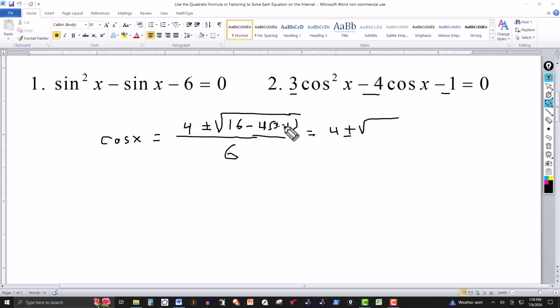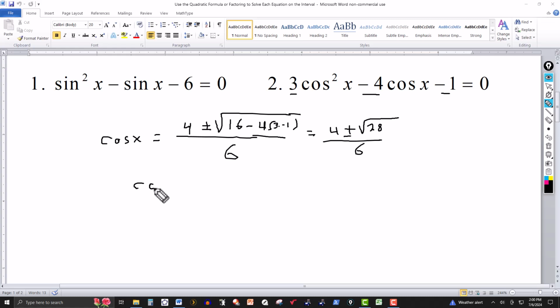This will be negative 1 times 3 is negative 3, times a negative 4 is positive 12. So this will be 28 over 6. So cosine of x can equal 4 plus the square root of 28 over 6, or 4 minus the square root of 28 over 6. So let's write it out this way.